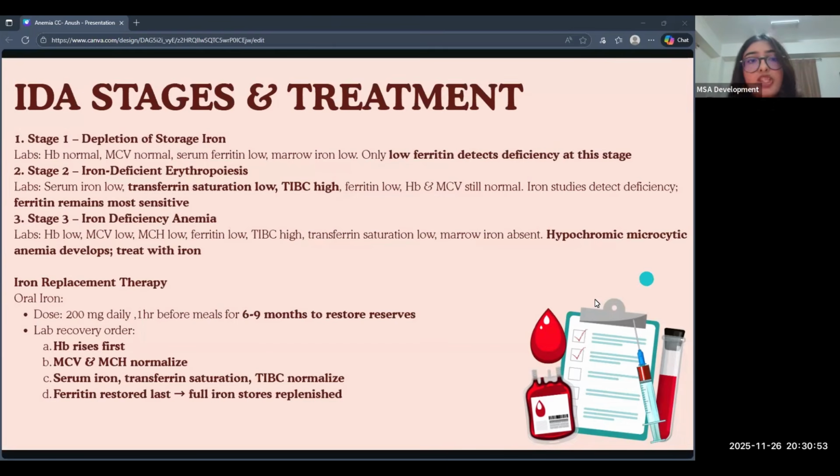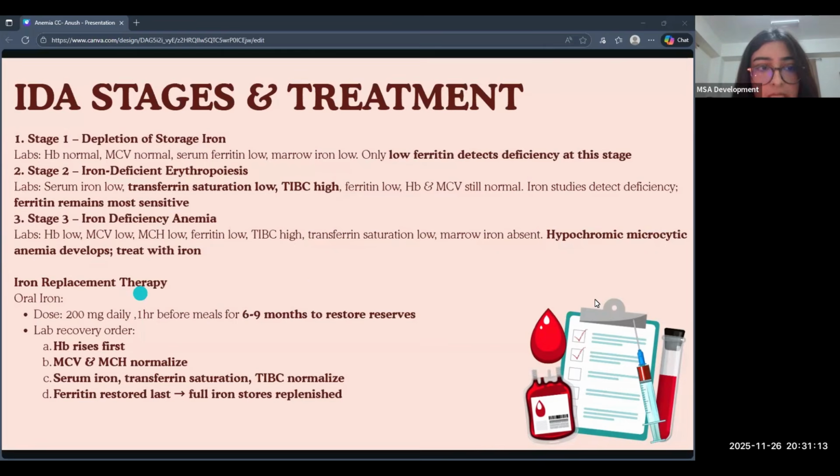Now, in this situation, your HB is going to be low because it's the final stage, right? It's fully developed iron deficiency anemia. So your HB, MCV, MCH, everything will be low. And you will be able to diagnose hypochromic microcytic anemia. So you treat it with iron because that's what's needed as it's deficient. So we do iron replacement therapy.